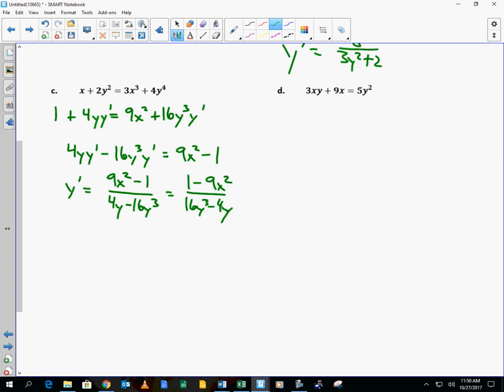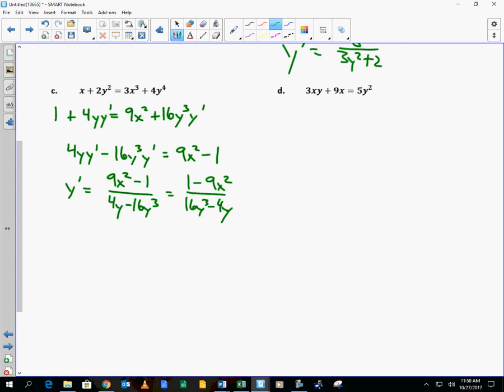Write your answer two different ways. Why are those equivalent? Top and bottom are different by a factor of negative 1, and -1 over -1 is 1. So as long as the top and the bottom are different by a factor of -1, you're fine. Is this what everybody got? Okay, so what's different about problem D?